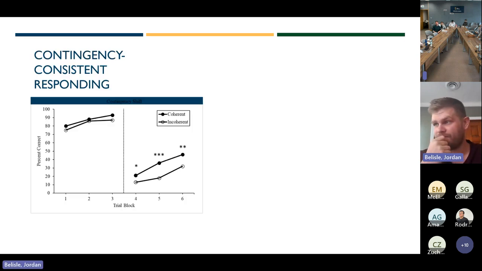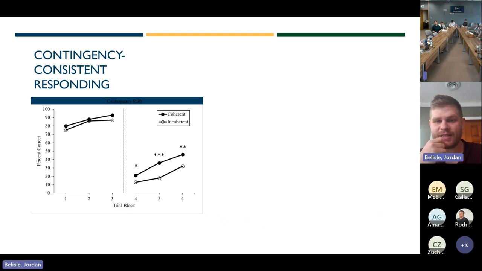And so here are our results in terms of percent accuracy. In the accurate rule phase, both groups responded approximately the same. We still need to look into response latencies, but for now, this is what we have. Responding was slightly more accurate for the coherence group, but not statistically significant.